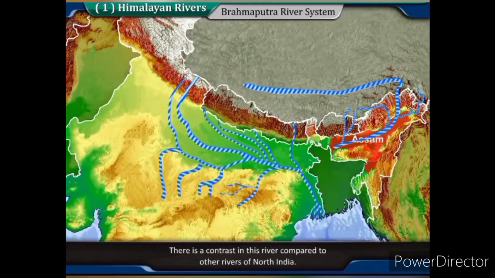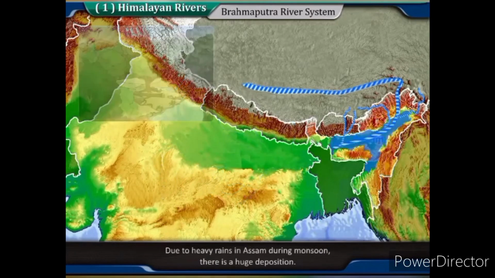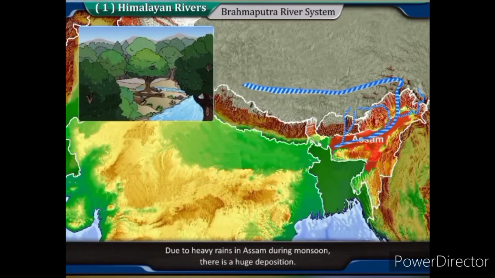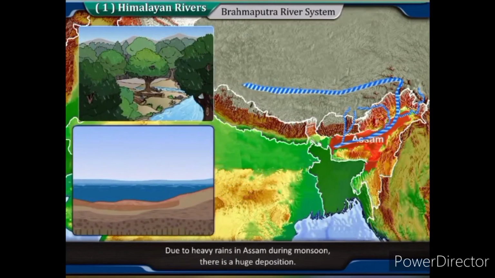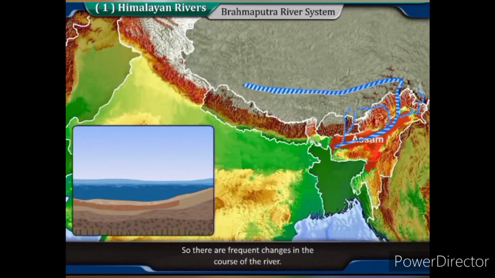There is a contrast in this river compared to other rivers of North India. Due to heavy rains in Assam during monsoon, there is a huge deposition. The increasing level of sand in this river brings its bed higher. So there are frequent changes in the course of the river.